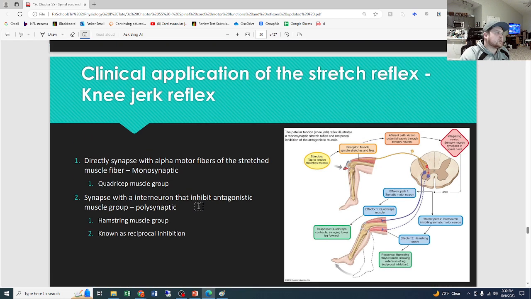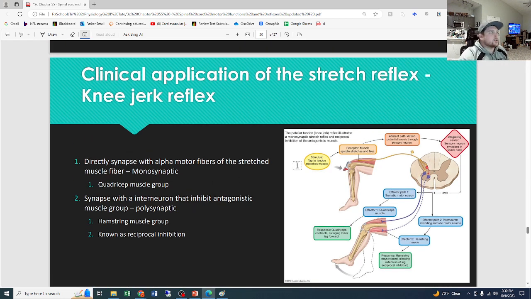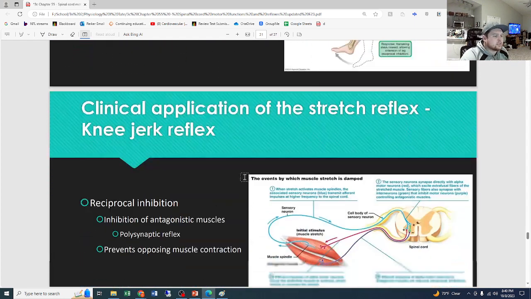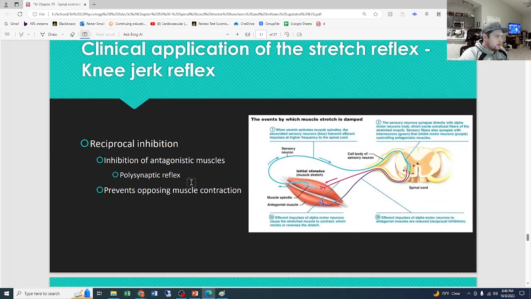The way that they'll ask questions is the knee-jerk reflex is monosynaptic, true or false? Or which of the following describes the knee-jerk reflex? And monosynaptic will be one of those potential answers. Okay? So the knee-jerk reflex itself is monosynaptic. That extra portion of it, which helps assist in the knee-jerk reflex, is polysynaptic, because it has an interneuron. This is just going over that reciprocal inhibition, which, again, we already went over.